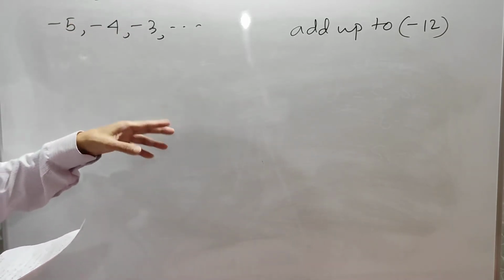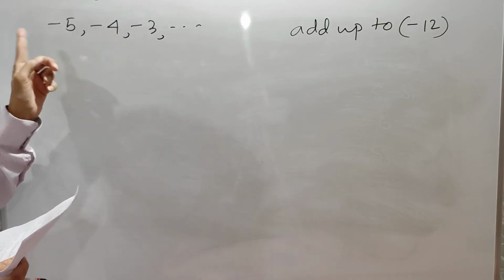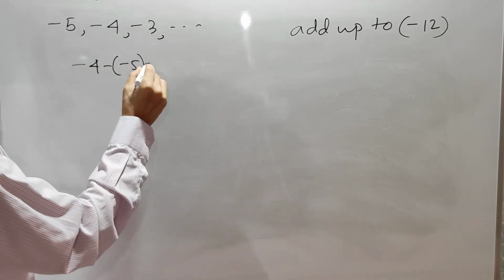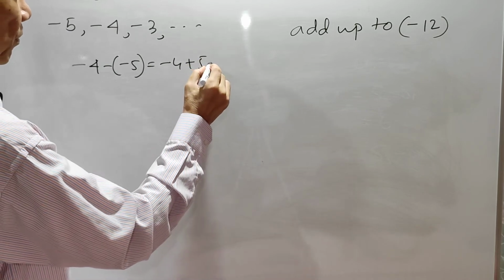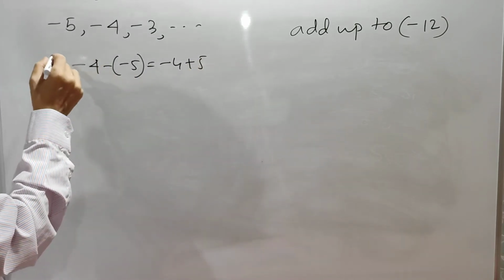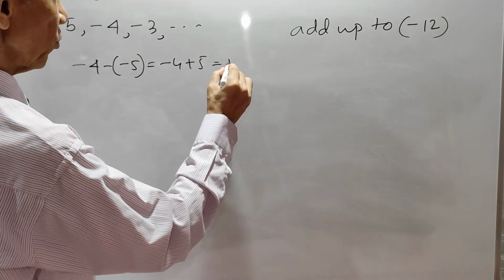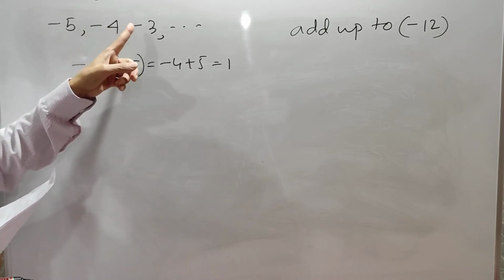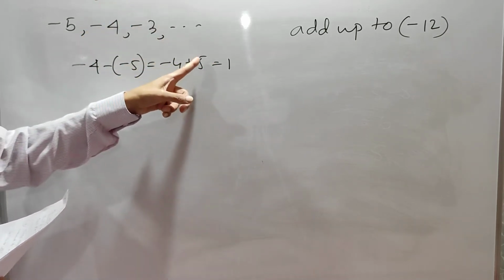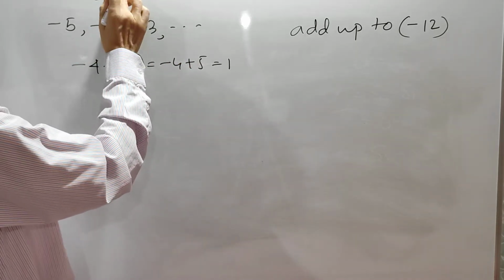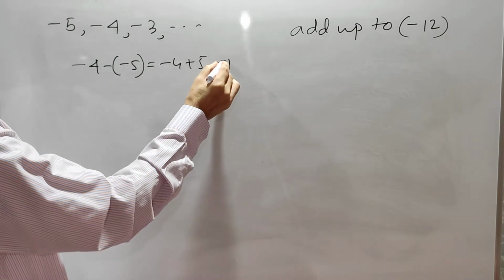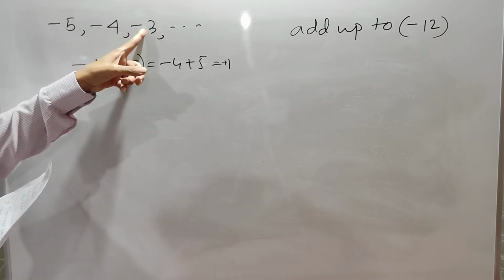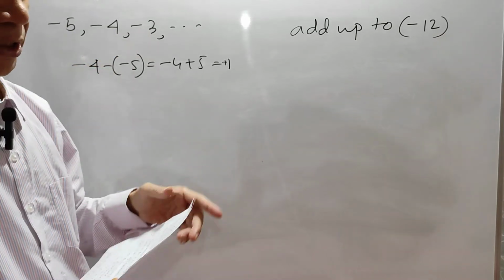Alright. So, how to find common difference? From any term, subtract the previous term. Minus 4 minus minus 5 means minus 4 plus 5, that is 1. So what is the common difference? 1. Minus 5 plus 1 is minus 4. Minus 4 plus 1 is minus 3, that way. So common difference is not minus 1. Sorry, common difference is just 1. Common difference is plus 1. All right. This term plus 1 is this. This term plus 1 is this.